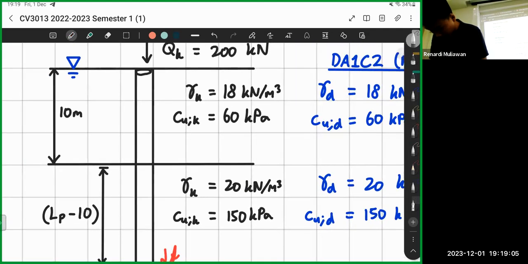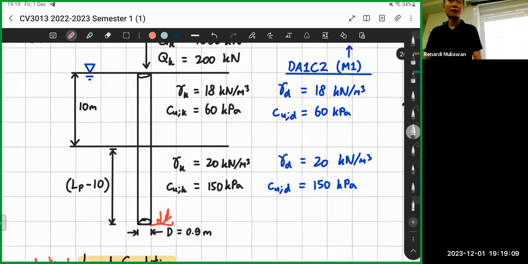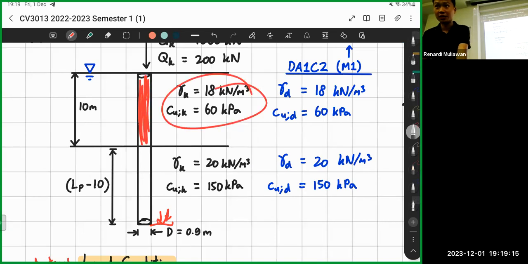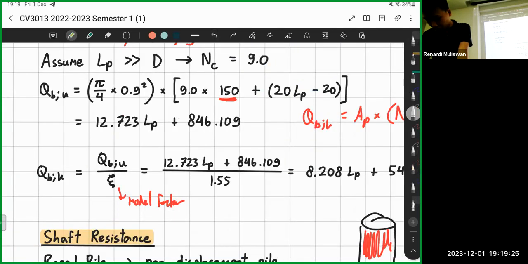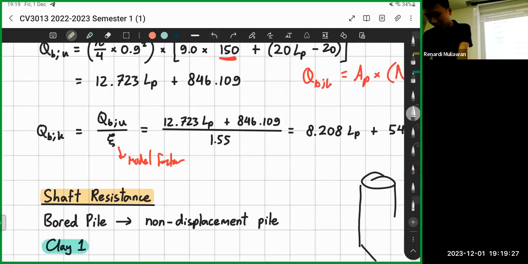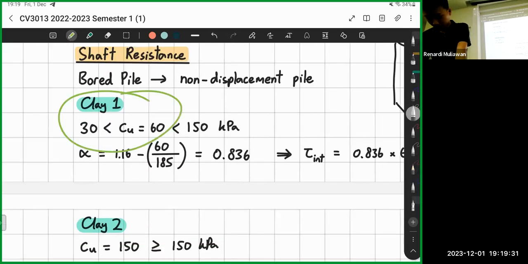it's your pile, right? The friction comes from two parts. The first layer is the friction by the first clay. Then you have the second layer, friction by the second clay. That's why we have two cases, and we will add up, of course. So we do the first clay first.